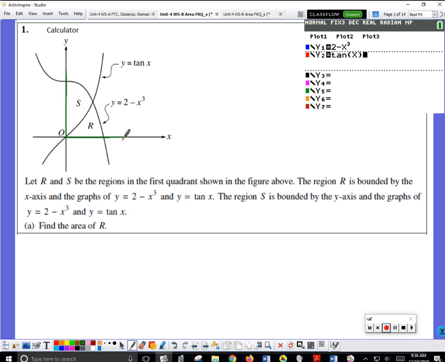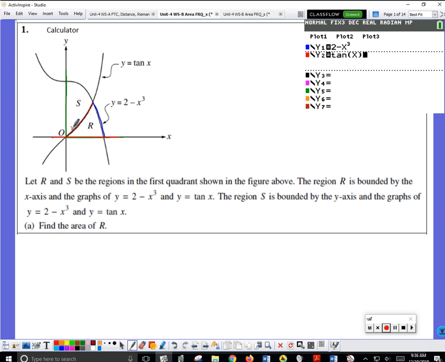First quadrant. The region R is bounded by the x-axis. So here's R. A boundary of the region R would be the x-axis, and the graphs of y equals 2 minus x cubed. So that's this. And y equals tangent x. Like so.